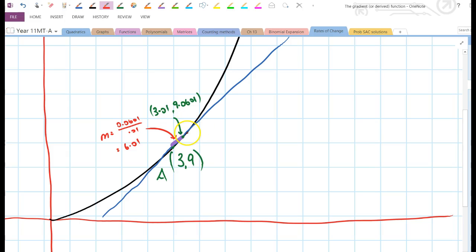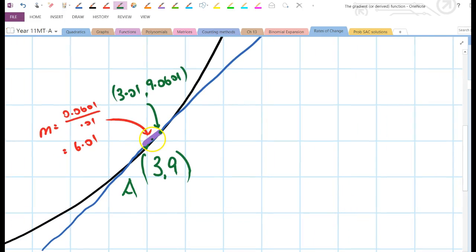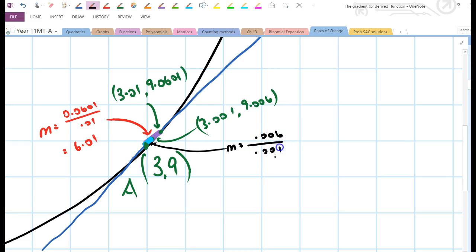If we went in even closer, zoomed in even closer and picked out a point even closer to A, and said, well, let's use that one. That's the point 3.001. That gets us 9.006. Right, let's find the gradient of that one. Again, I need a little stumpy line in there. And if I charge in and find that gradient, this is getting really messy. But now it's 0.006 over 0.001, and actually that's 6.001. But to 2 decimal places, that is 6.